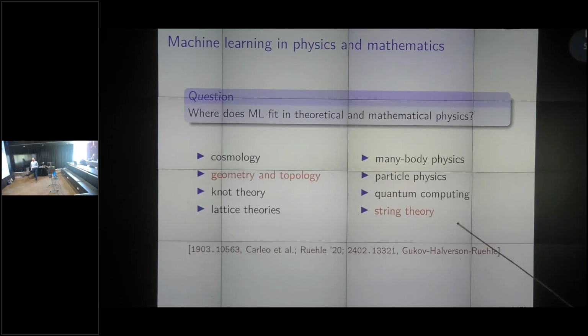So we have many fields. For example, cosmology, where you can use it both for simulations, but also for data analysis. You find it in lattice simulations, where it can help to boost or replace Monte Carlo simulations. But the place I'm really interested in today will be geometry and topology and string theory.